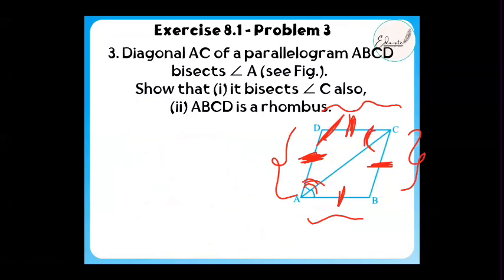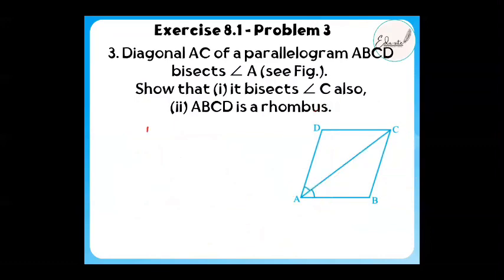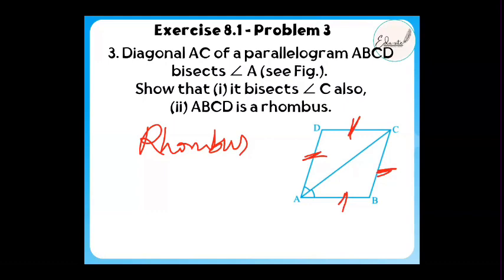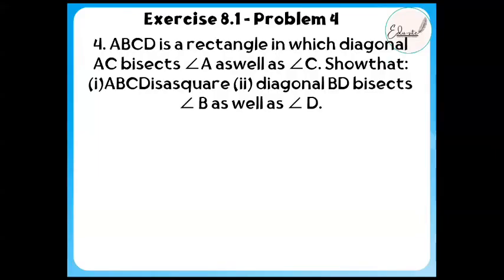These angles are already equal using CPCT as well as the congruency rule. This and this angles are equal. If this and this angles are equal, then opposite sides are equal. If all the sides are equal, then it is a rhombus, correct? A rhombus has all the sides equal, okay? But just the angle is not a right angle here in the rhombus, that's all. Okay, we'll see the next problem.